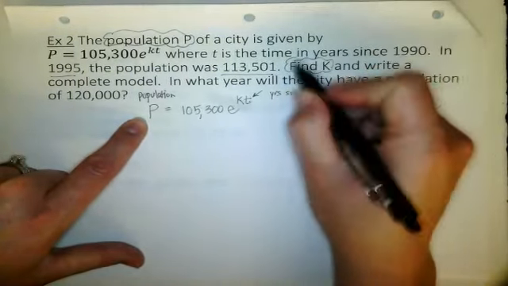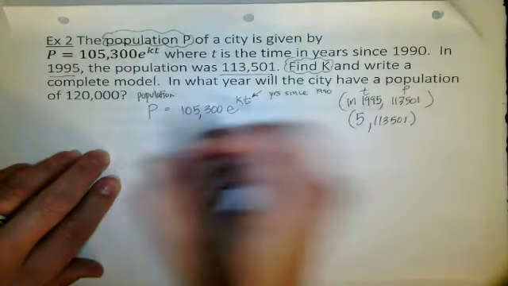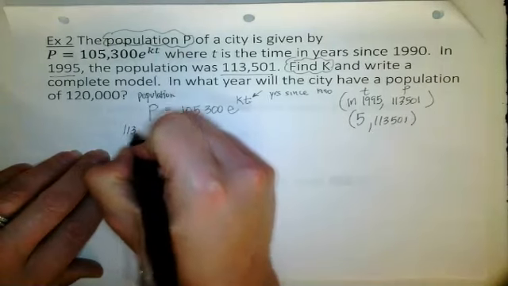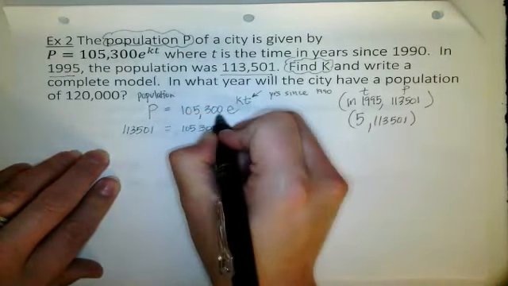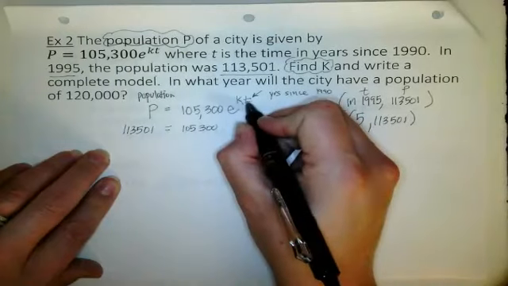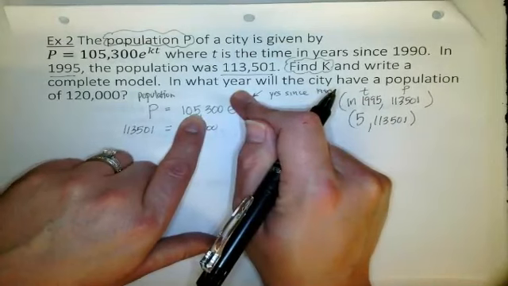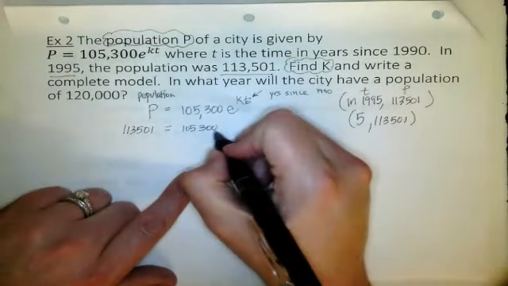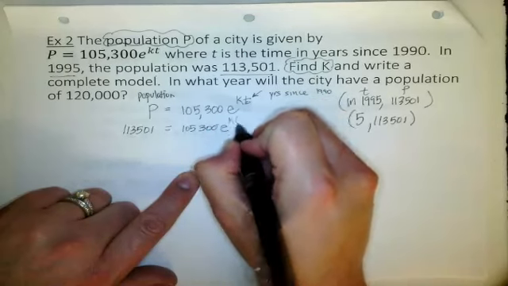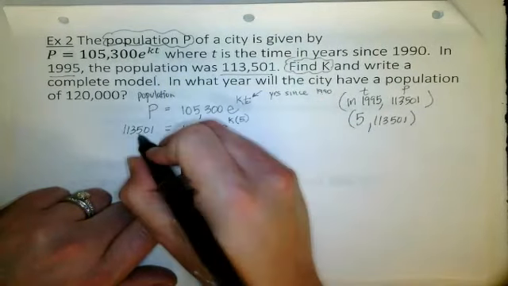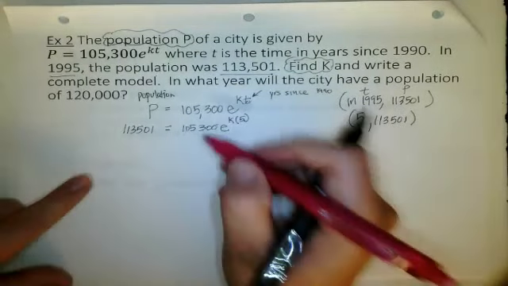Most of these problems are going to ask you to find k first. I'm going to plug in the information I know: 113,501 equals 105,300. This would be the initial population. When time was 0, e to the 0 would be 1. So when time is 0, the population was 105,300. That'd be in 1990. Times e to the k times 5, 5 years later, when we had a population of 113,501. I'm going to solve for k.